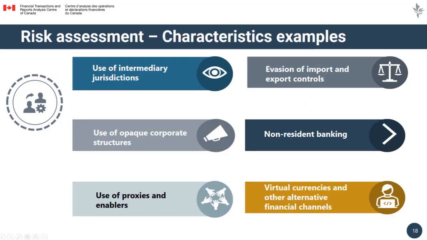There are some common observed indicators to look out for when assessing if a transaction is at risk of attempting to evade sanctions. This can include, but is not limited to, the use of intermediary jurisdictions, the evasion of import and export controls, the use of opaque corporate structures, non-resident banking, the use of proxies and enablers, and the use of virtual currencies or other financial channels.